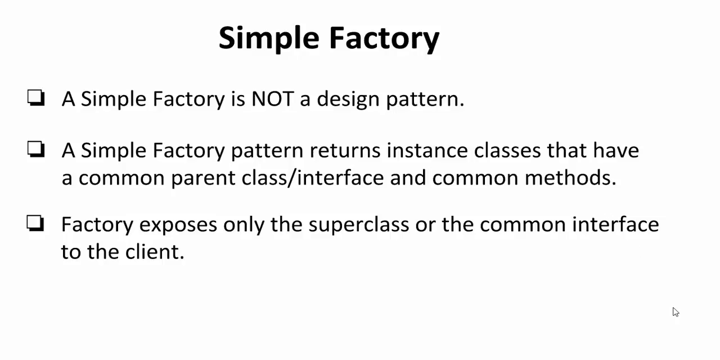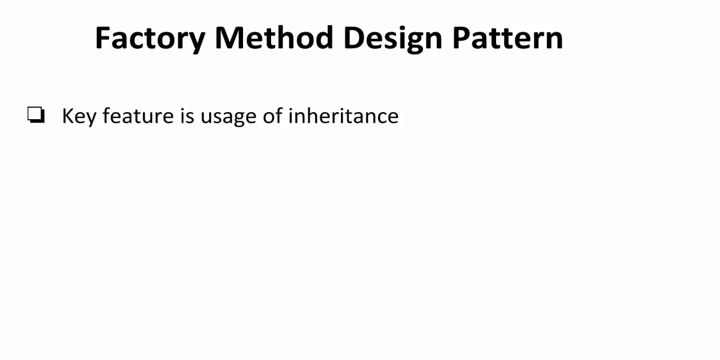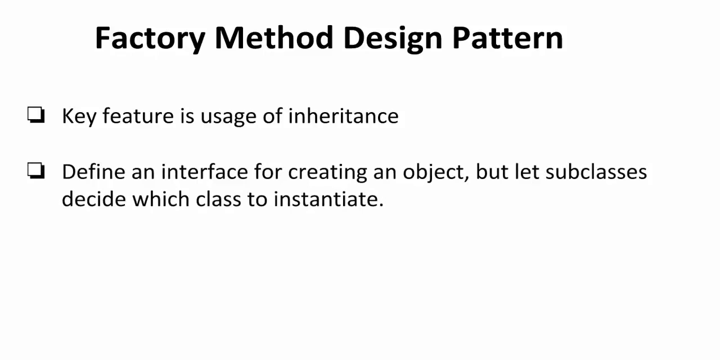Now coming to the next thing, that is the factory method design pattern. This is the actual design pattern, the important one. The key feature here is usage of inheritance. And here one interface is defined for creating an object, but it lets the subclasses decide which class to instantiate.